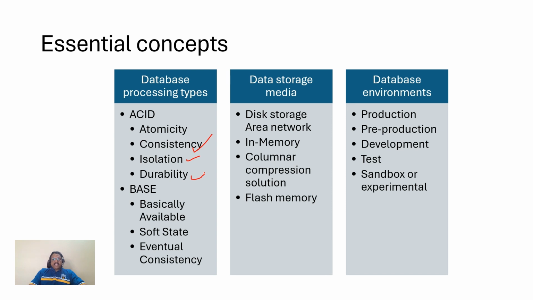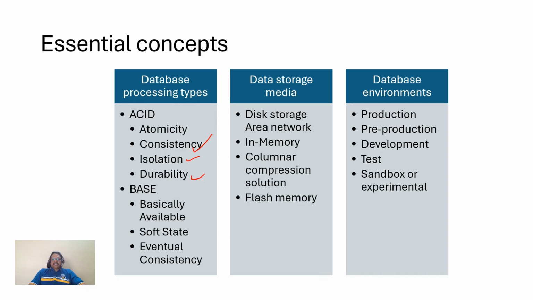Then secondly, consistency. So this ensures that your data always stays correct. So before and after any transaction, everything checks out and follows the rules set for the data. That is consistency. And the third one is isolation. Even when many transactions are happening at the same time, each one goes about its business without interfering with others.